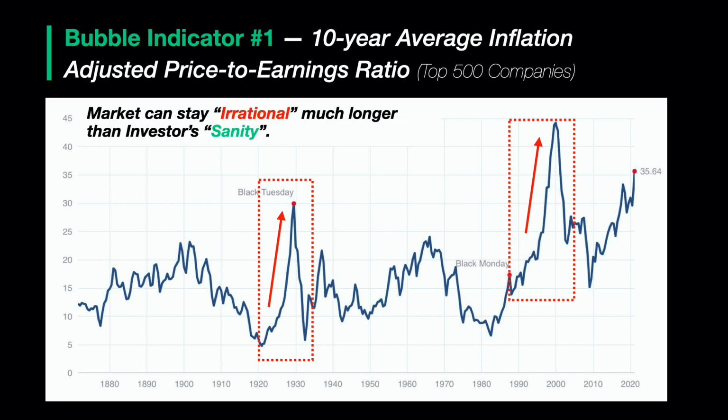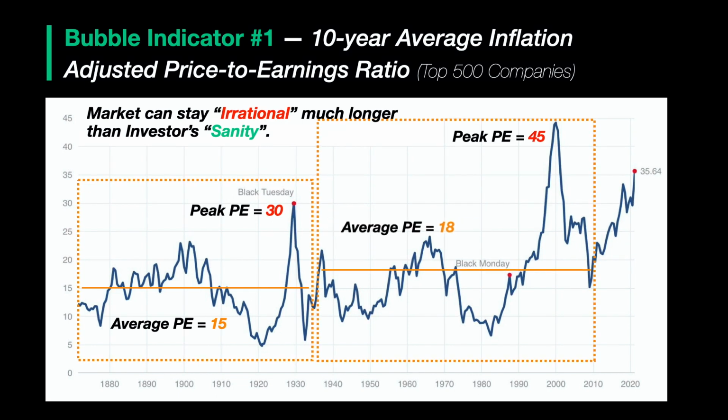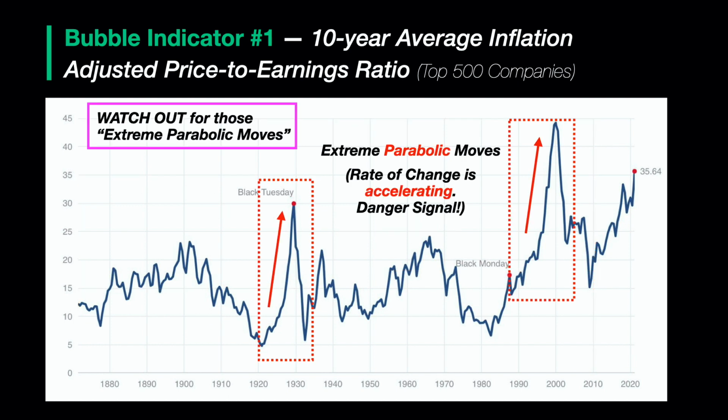The market can stay irrational much longer than investors' sanity. For example, before the 1930s, the average PE ratio was around 15, and during the bubble, it was pushed to 30. Before the 2000s, the average PE ratio was around 20, and during the dot-com bubble, it was pushed to 45. Historically, the absolute value of PE level has been one of the worst indicators to identify bubbles. However, the rate of change of price to earnings as an indicator worked perfectly every single time.